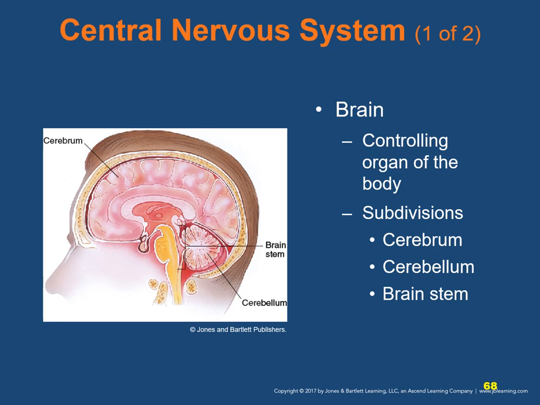The cerebellum coordinates body movements, and the brainstem controls body functions necessary for life, including cardiac and respiratory functions and regulation of consciousness. There are three areas of the brainstem, which are the midbrain, the pons, and the medulla oblongata.